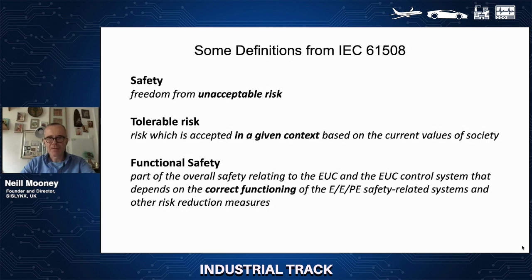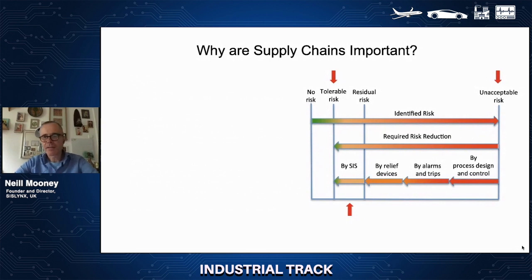Now, functional safety, which is what really we're talking about generally in this conversation, is defined as part of the overall safety relating to the equipment under control and its control system that depends on the correct functioning of a safety-related system, or SIS, and also other risk reduction measures that are being taken into consideration when defining the overall risk levels. So you have an idea here of an SIS which is being installed, which must function correctly. So graphically, we can look at these definitions.